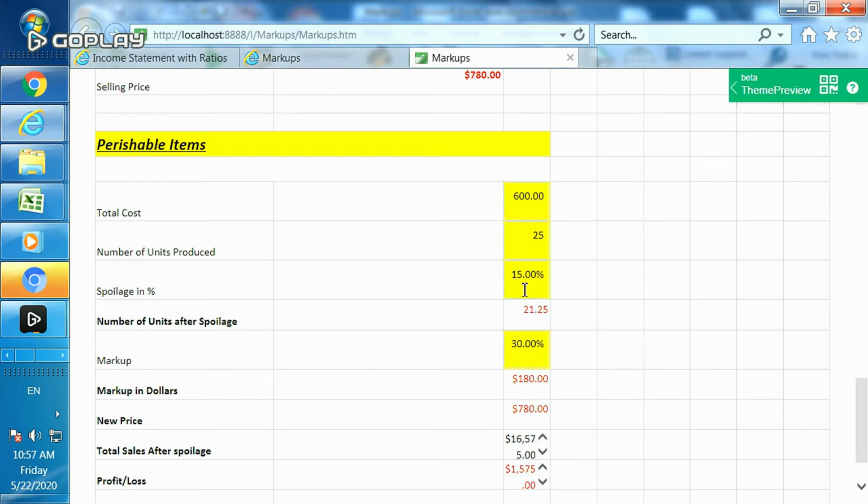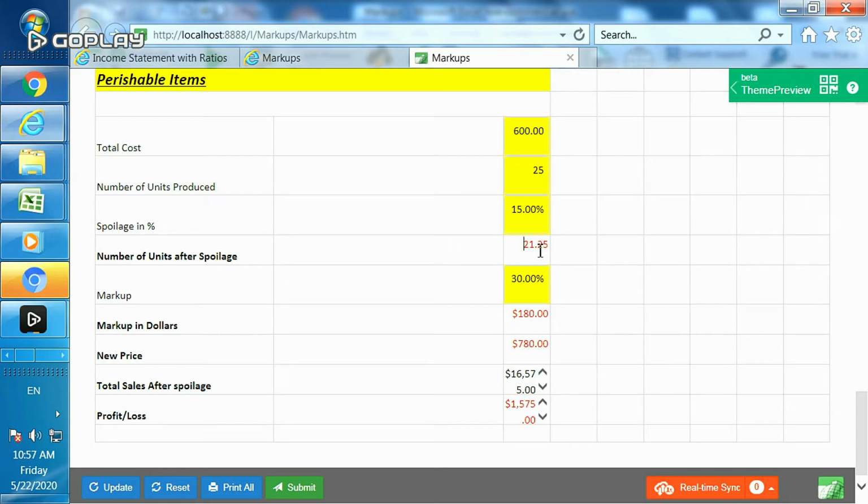As you can see over here, this calculator automatically figures out the number of units that you have after this spoilage. Now this might not seem like too much, but if you're dealing with a lot of numbers at once, this calculator can save you a lot of time. Apart from that, let's say you decide to mark up the rest of your inventory at 25%. This calculator would automatically calculate your markup in dollars, which is $150, and the new retail price for this item, which is $750.